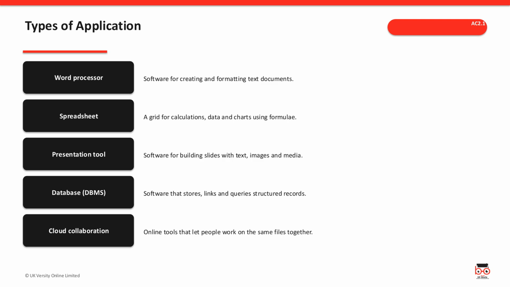Let's define the categories quickly. A word processor creates and formats text documents. A spreadsheet is a grid for calculations and charts driven by formulae. And a presentation tool builds slides with text, images, and media. A database, or DBMS, stores and links structured records, while cloud collaboration lets several people work on the same file at once. You'll likely touch every one of these in a single assignment.